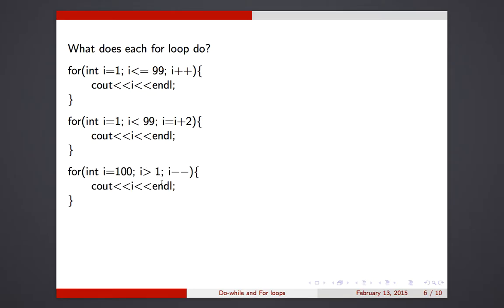Okay, let's think about this one. This is saying as long as I is bigger than 1, and I is going to start at 100. And now the way I update is I do I minus minus. So that takes me down by 1, not up. So I'll start by printing 100, and then the value of I will become 99. 99 is bigger than 1, so then I'll print 99, and I'll keep going that way.